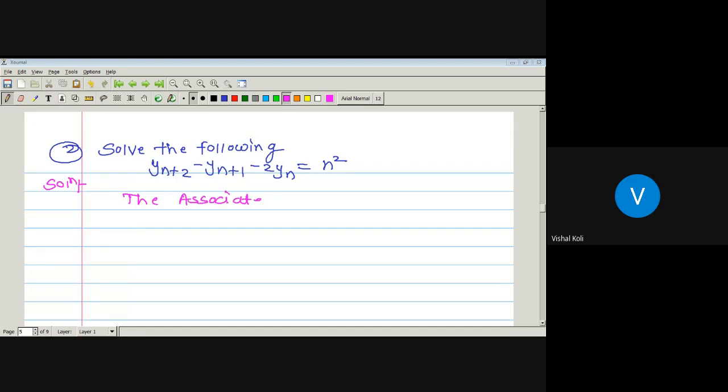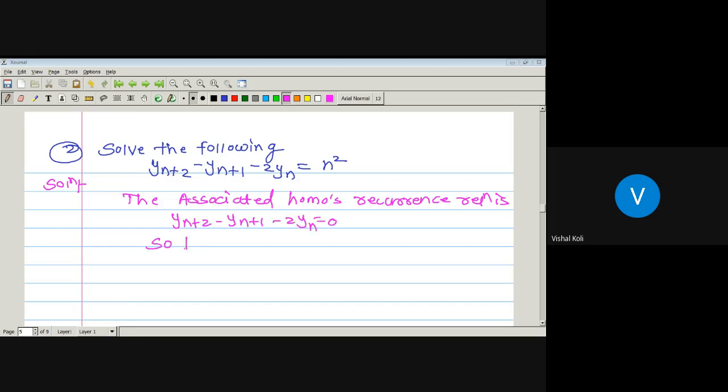The associated homogeneous recurrence relation is y_{n+2} minus y_{n+1} minus 2y_n is equal to 0.